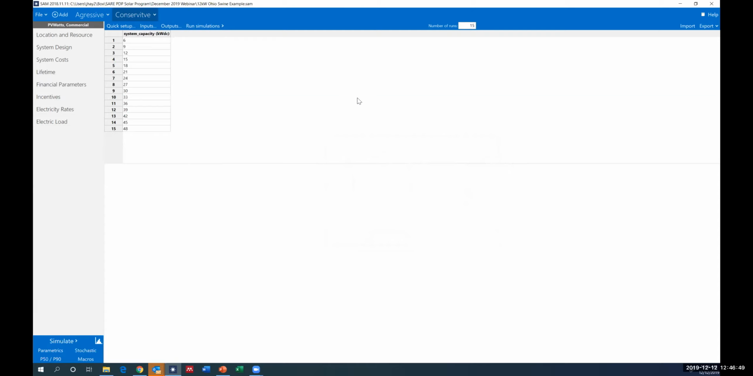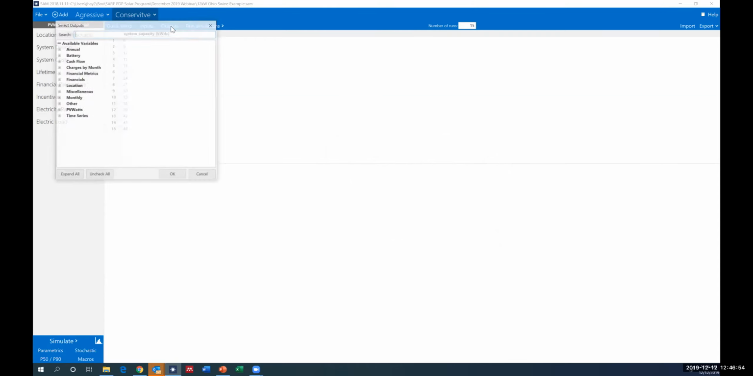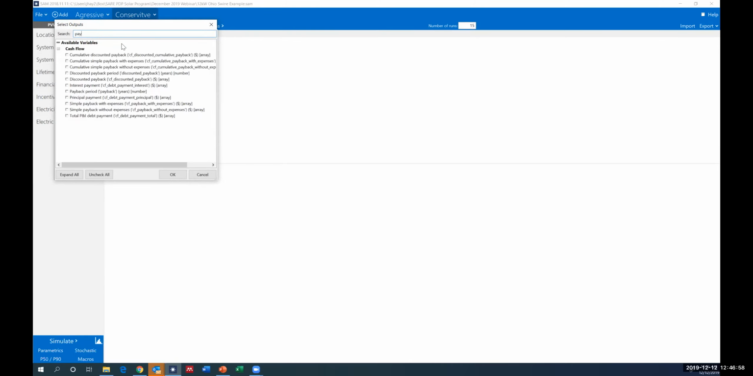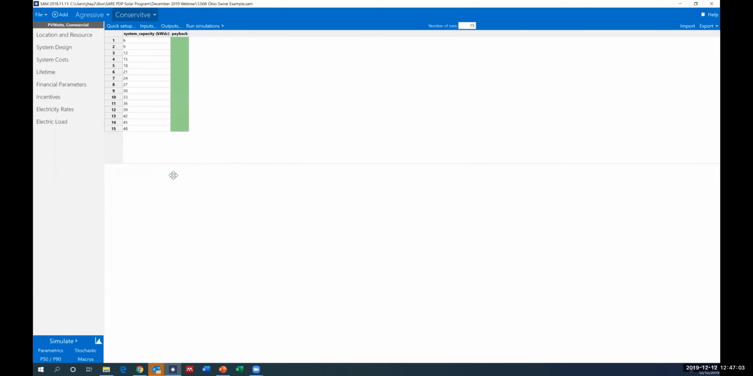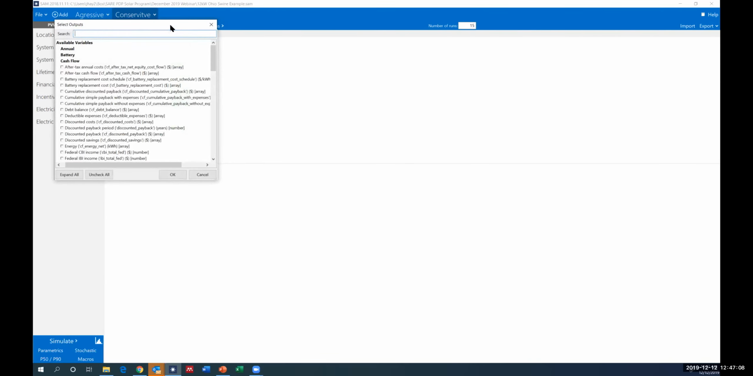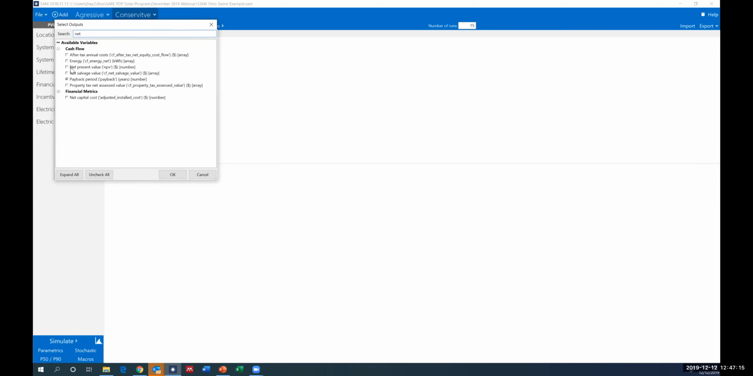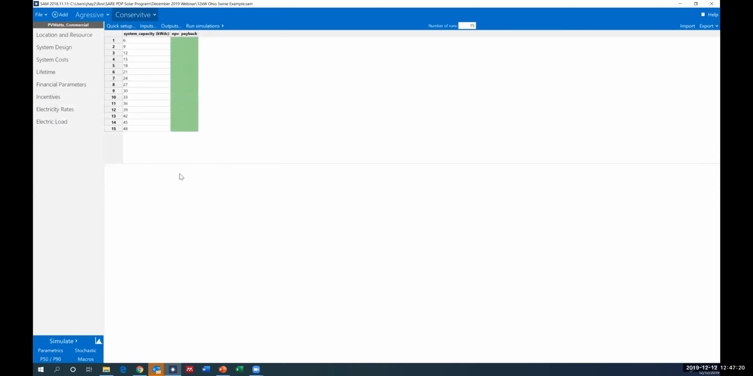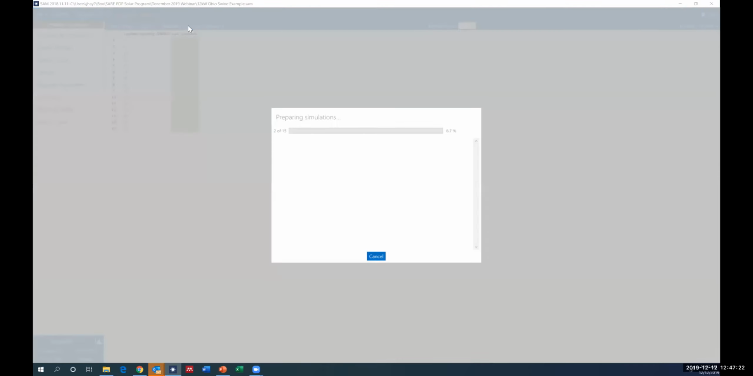So now we have 15 different runs from 6 kW to 48, and our outputs, we want these to be financial outputs. So how about we have an output of payback? We could try to optimize for payback period, but we're financial people, and we want something that includes the time value of money. So how about net present value? And so now we're going to look at net present value and payback period. And we're going to run our simulations.